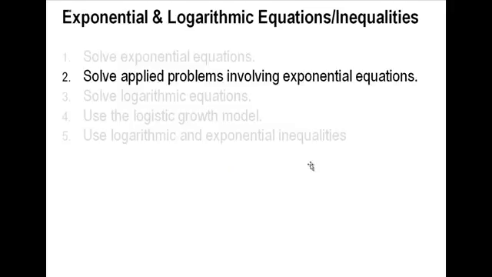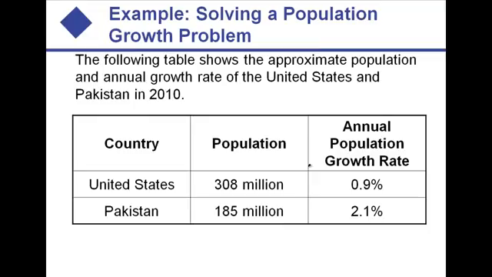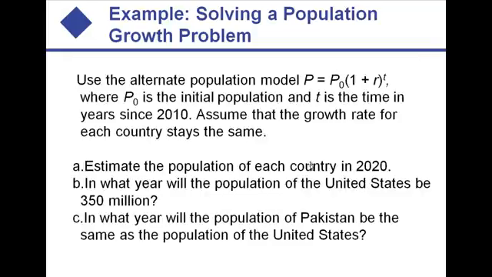Some more applied problems with these things. So really the same stuff we've been doing, only now we're going to throw it into a word problem. They give us some populations of 2 countries, United States and Pakistan, in 2010. They give us the approximated annual population growth rate for both, and then they ask some questions. Using this population model, not the E one, right? We're normally used to using E for population growth. They want us to use this one.